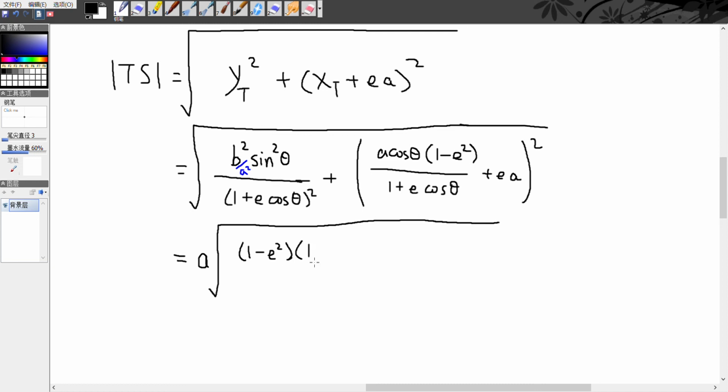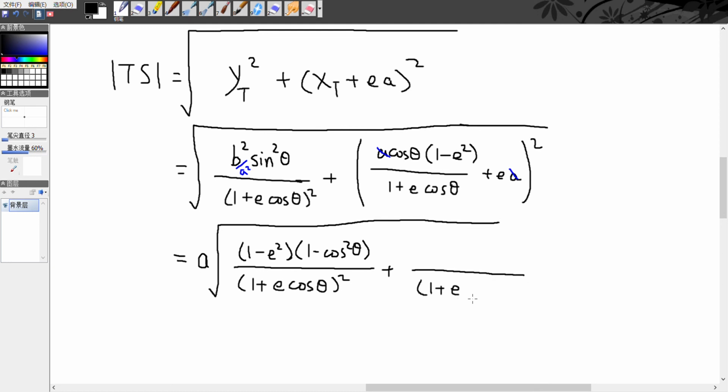times sine squared, which is just 1 minus cosine squared, over, sorry, this is not very clear, 1 plus e cosine theta squared, plus, so for the following term all the a's are extracted, and by multiplying 1 plus e times cosine theta on the term e on both numerator and denominator, we will end up with 1 plus e cosine theta squared. So never forget to add the square here. So cosine theta 1 minus e squared plus e squared cosine theta.